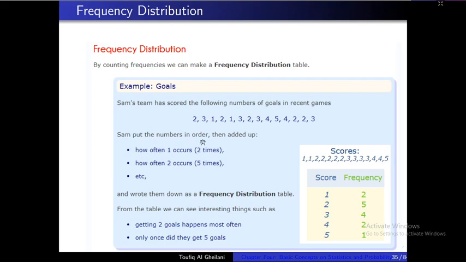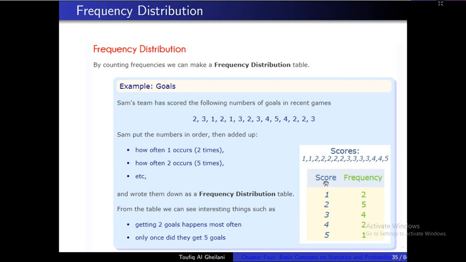Sam put the numbers in order, then added up. How often does 1 goal occur? 2 times. Look, 1, 2. How often did he get 2 goals? 5 times. 1, 2, 3, 4, 5, and so on, and he wrote them down as a frequency distribution table like this one.